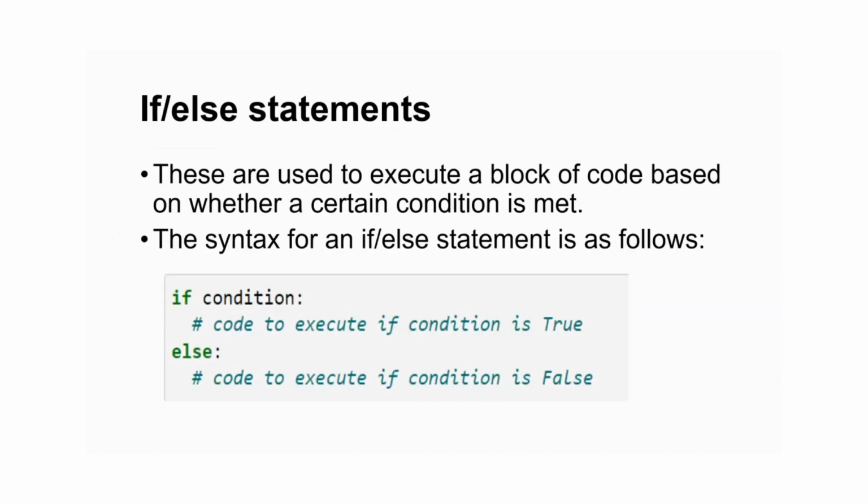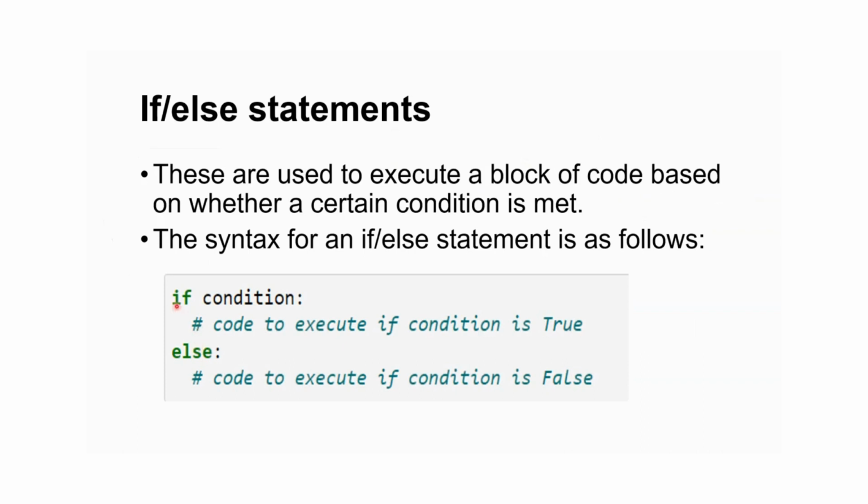The first control structure we're going to look at is the if-else statements. They are used to execute a block of code based on whether a certain condition is met. The syntax is very simple. It has two parts, the if part and the else part.